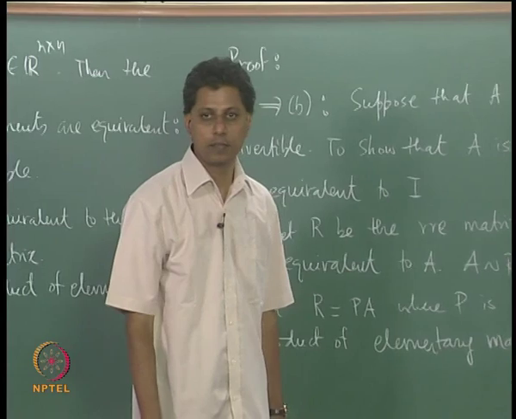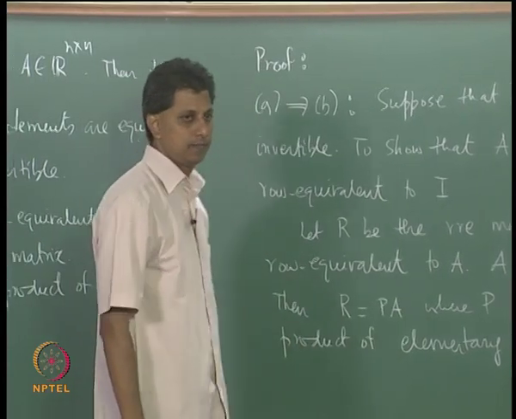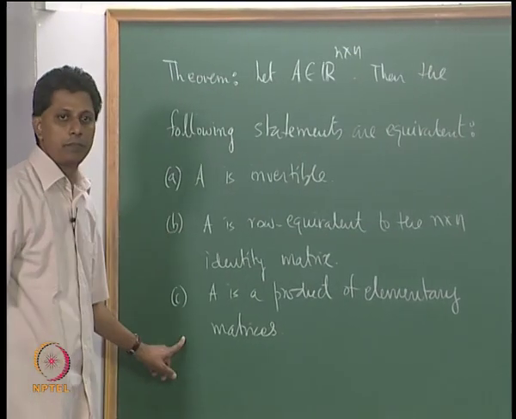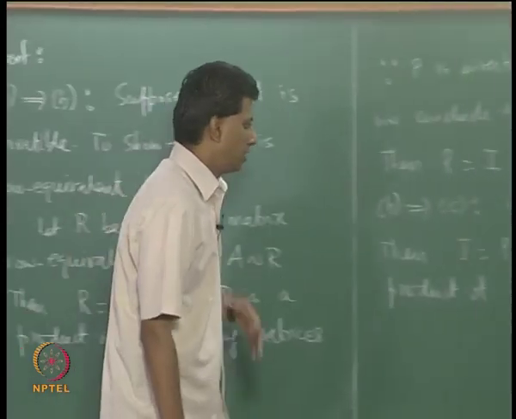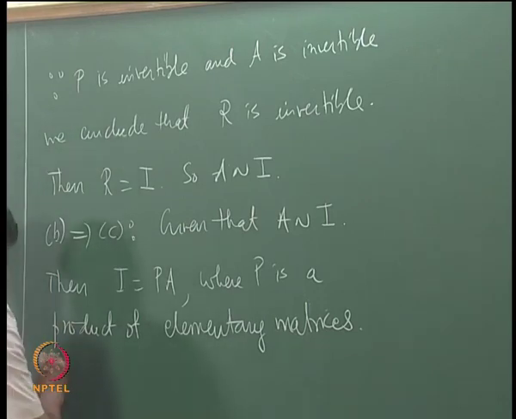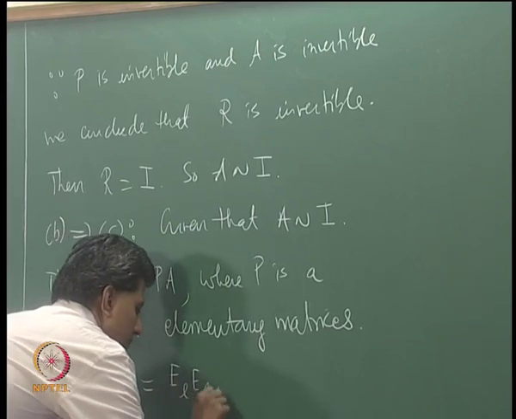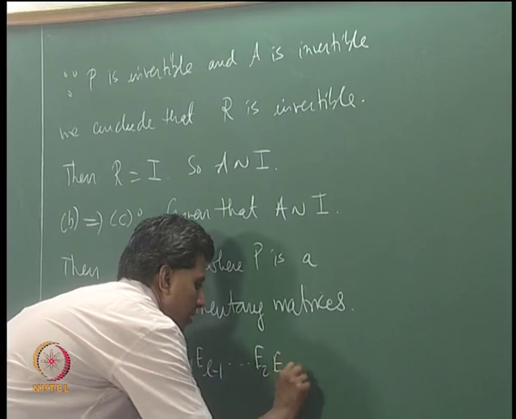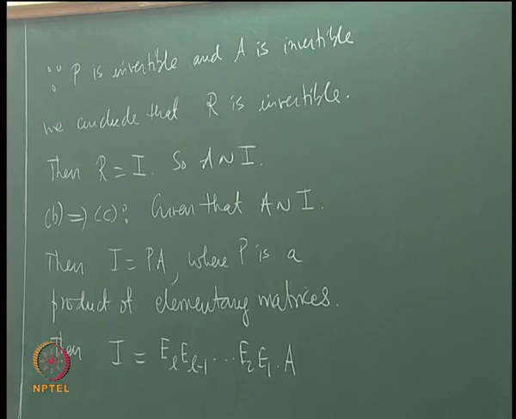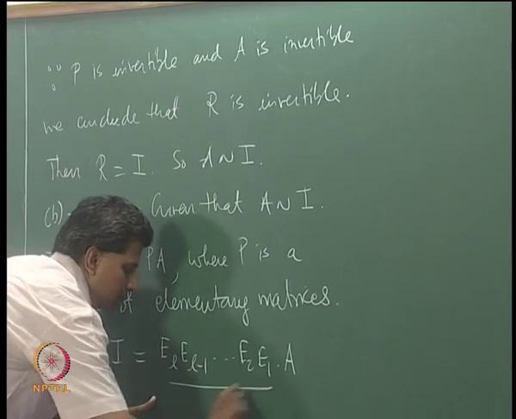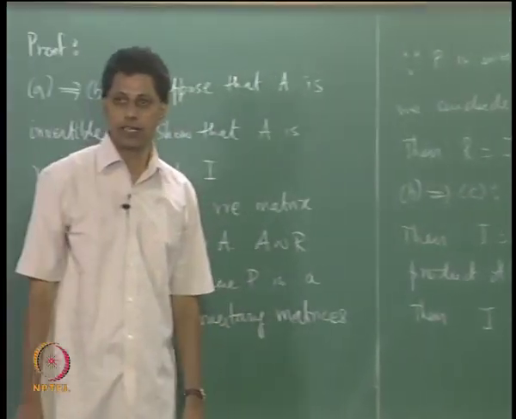Remember, I want to show that A is a product of elementary matrices. We are proving B implies C. So what I will now do is write identity as E_L, E_(L-1), and so on, down to E_2, E_1 times A. I know that P is a product of elementary matrices, so I have written down this product, E_L, E_(L-1), and so on, E_1 times A. Please remember that this is P. I know that I can write it like this.